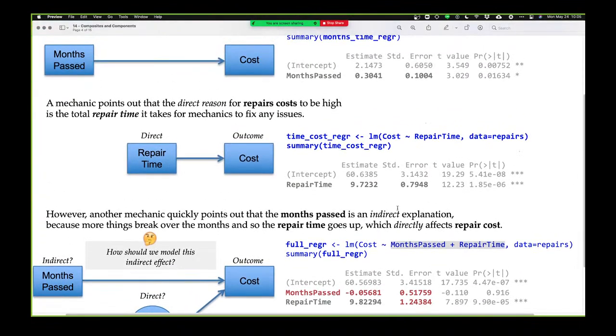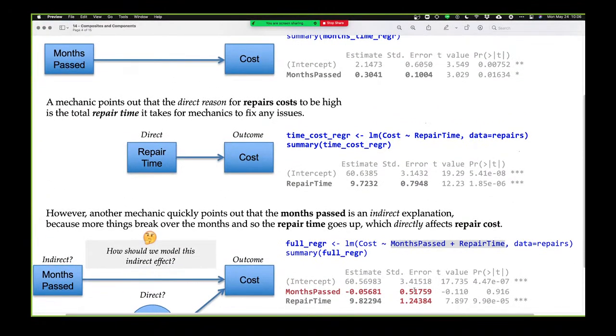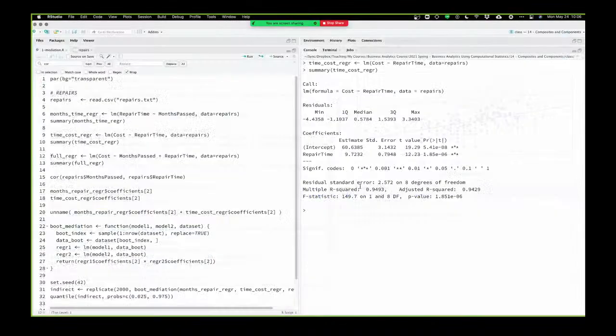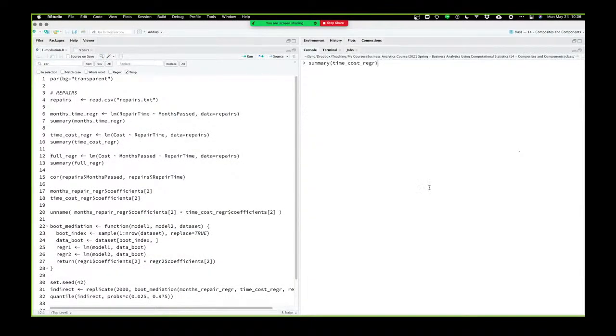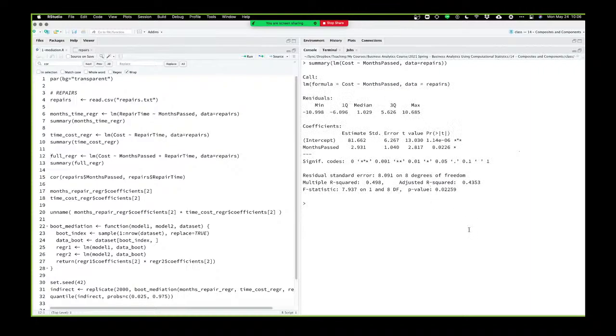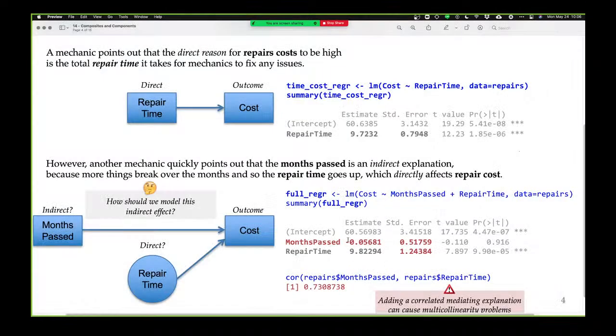And we notice something problematic right away. We notice that the coefficient for months passed has changed a lot. Oh, well, excuse me, that's not the right regression. When we looked at cost and months passed, the relationship was like 2.9 something. These are unstandardized values. Okay, it was 2.9 something. And now it's like minus 0.05 something. That's weird. It's not only changed, it's become negative now.